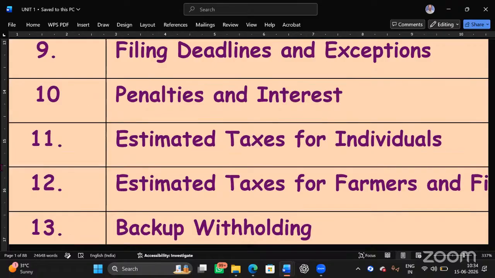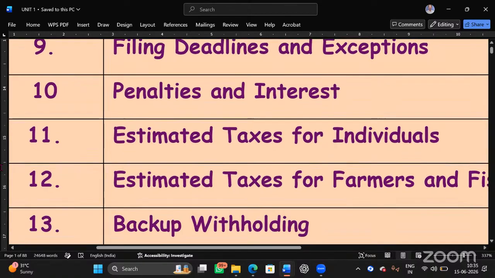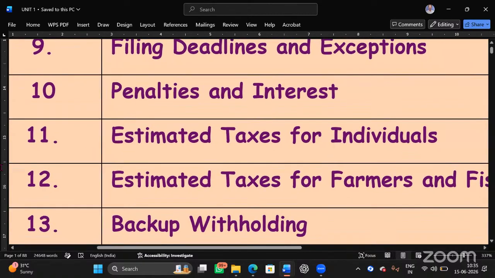Technically it is called estimated tax. What is estimated tax? How to calculate that amount? When to pay? If not paid, what is the consequence? Everything will be covered in the 11th item, estimated tax for individuals.